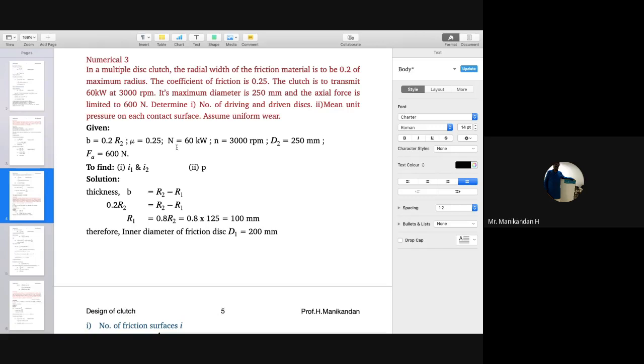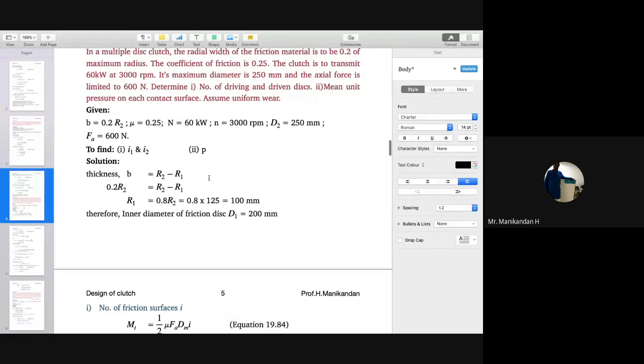Power capital N is equal to 60 kilowatt at 3000 rpm. So N is equal to 3000 rpm. Maximum diameter capital D2 is equal to 250 mm. Axial force is limited to 600, so FA is equal to 600 Newton they have given. So to find number of driving disc and driven disc, so I1 and I2, and next is pressure.